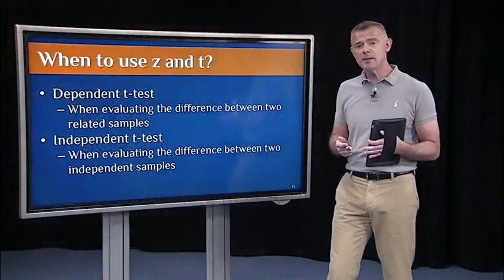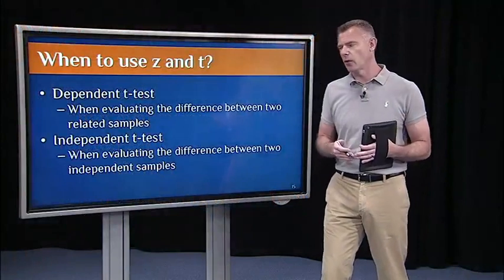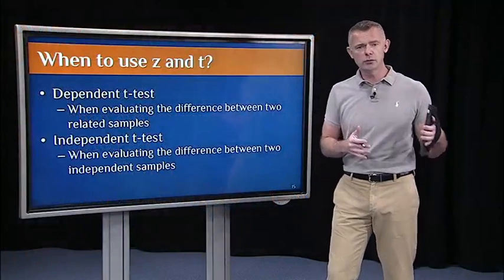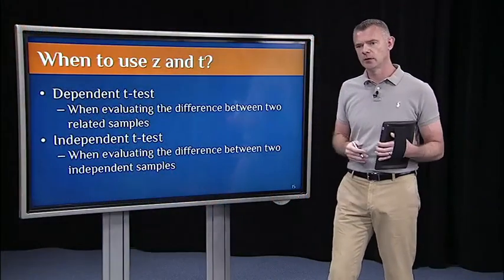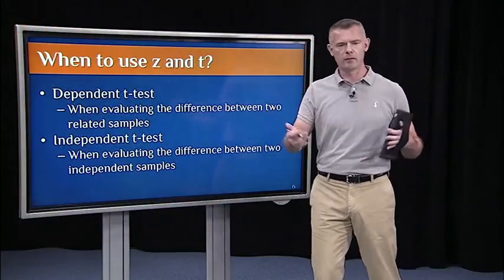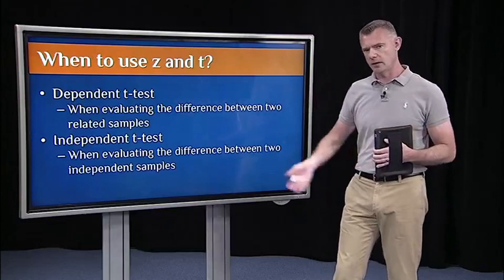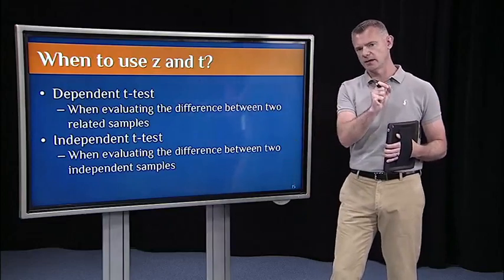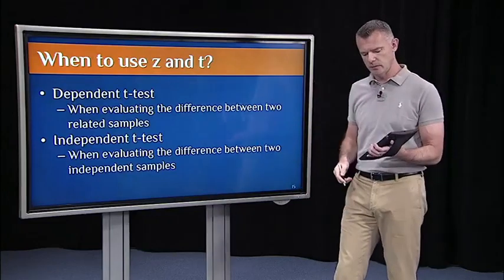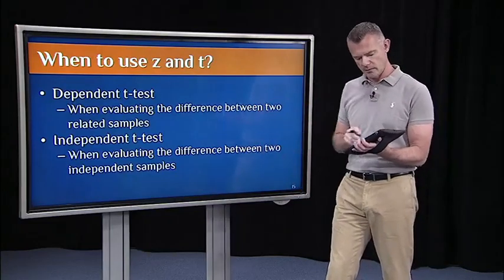And finally, the independent t-test is appropriate when you want to compare two separate groups of people or two separate samples. So if you want to compare men versus women, or like in the polio vaccine, you want to compare one condition to another, like the vaccinated group to the placebo group. So these two are very, very common.